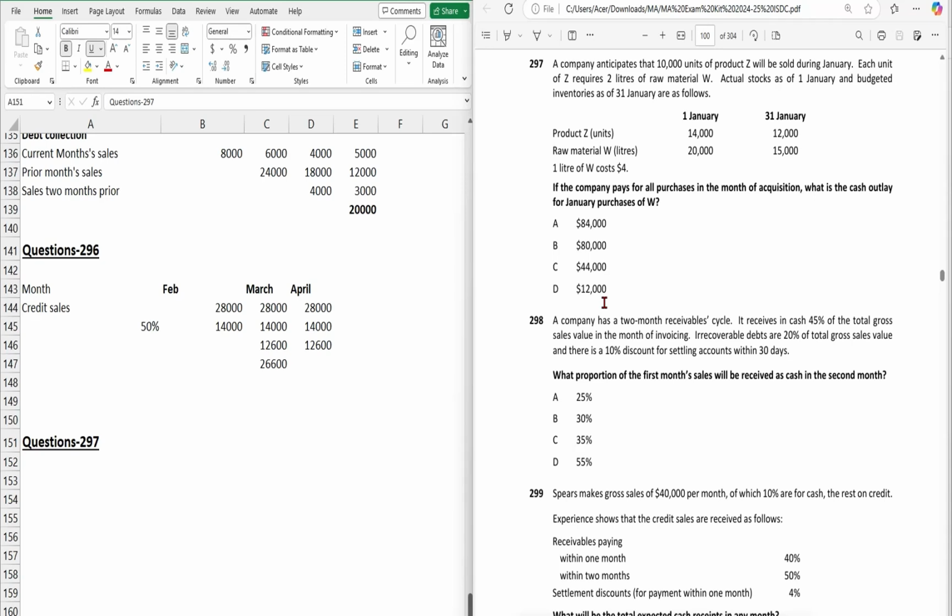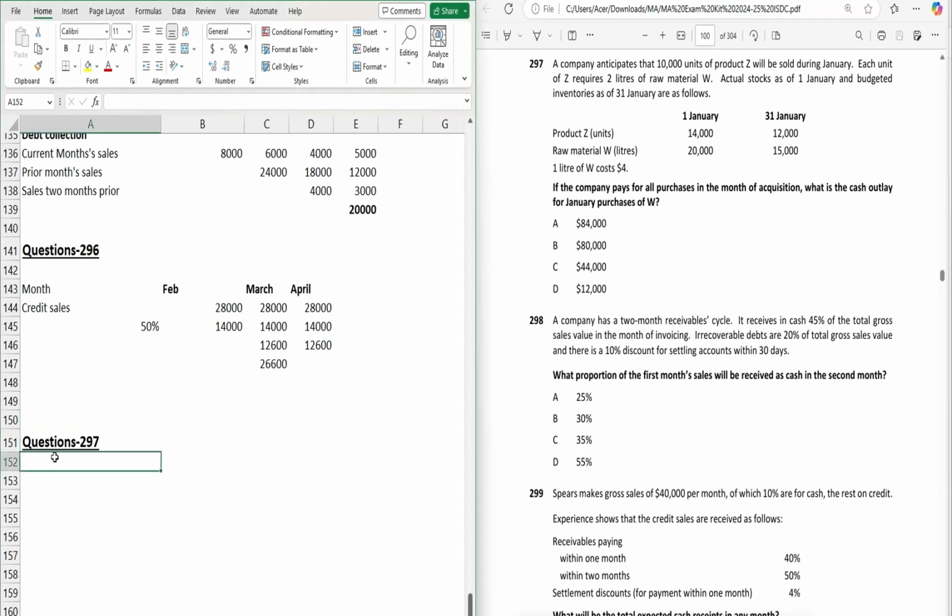A company has 2 month receivables. It receives cash of 45% of total gross sales value in the month of invoicing, and irrecoverable debts are 20% of the total gross sales value, and there is 10% discount for the settlement within the 30 days. So what proportion of the first month sales will be received as cash in the second month? Okay, so let's suppose the total sales value is 100.